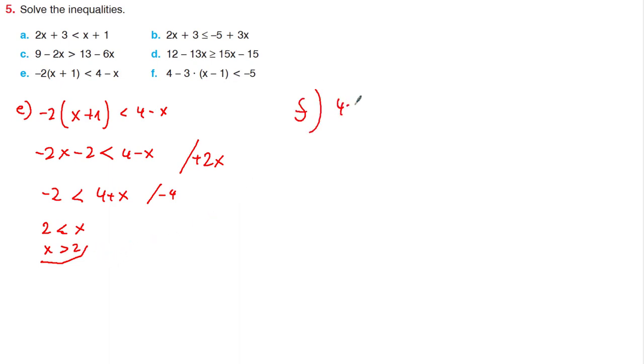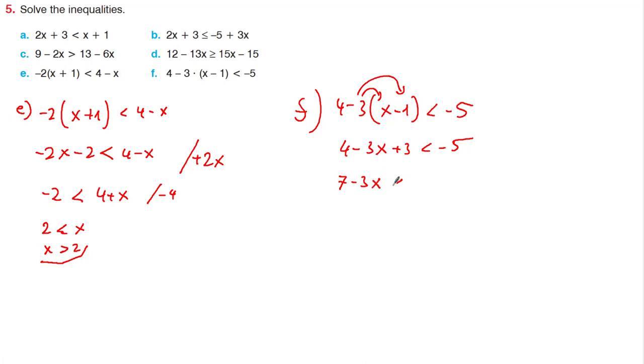And the final one, 4 minus 3 times x minus 1 is less than negative 5. 4 minus, let's multiply, negative 3 times x, that's negative 3x. Now negative 3 times negative 1 is positive 3. And if we add up 4 and 3, that makes 7 minus 3x is less than negative 5. Subtract 7, we get negative 3x is less than negative 12. Divide both sides by negative 3, we get x is greater than or equal to 4.